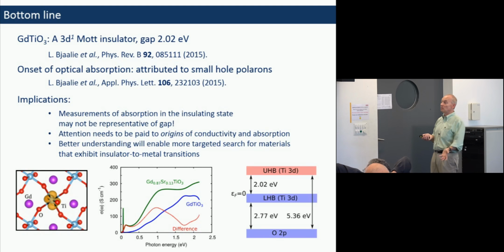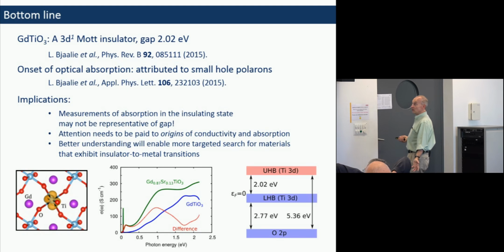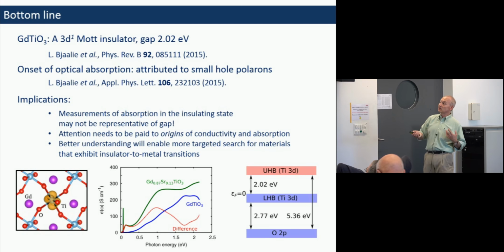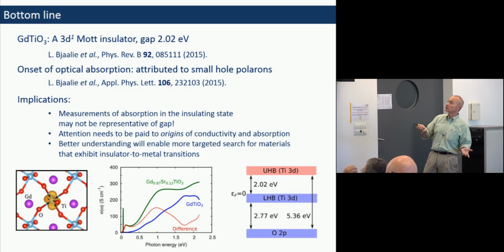That agrees extremely well with photoluminescence measurements. The controversy revolved around reconciling this number with the much smaller number that had been measured in optical absorption, but we can explain this by understanding the physics correctly. We can attribute the optical absorption to excitations of small polarons.